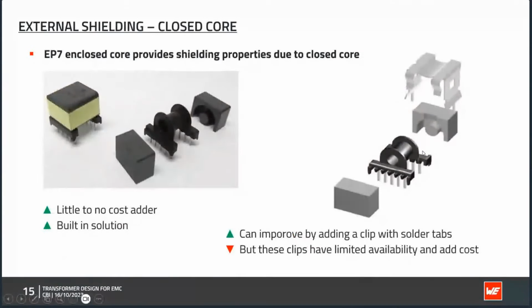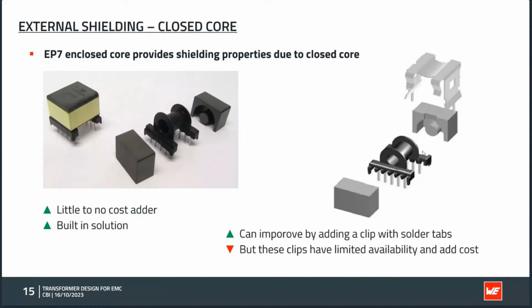The most elegant way, without any effort, is to use our EP package. This transformer has a completely closed ferrite core. We have it in different sizes, ranging from EP5 to EP13. I think we even have an EP15.